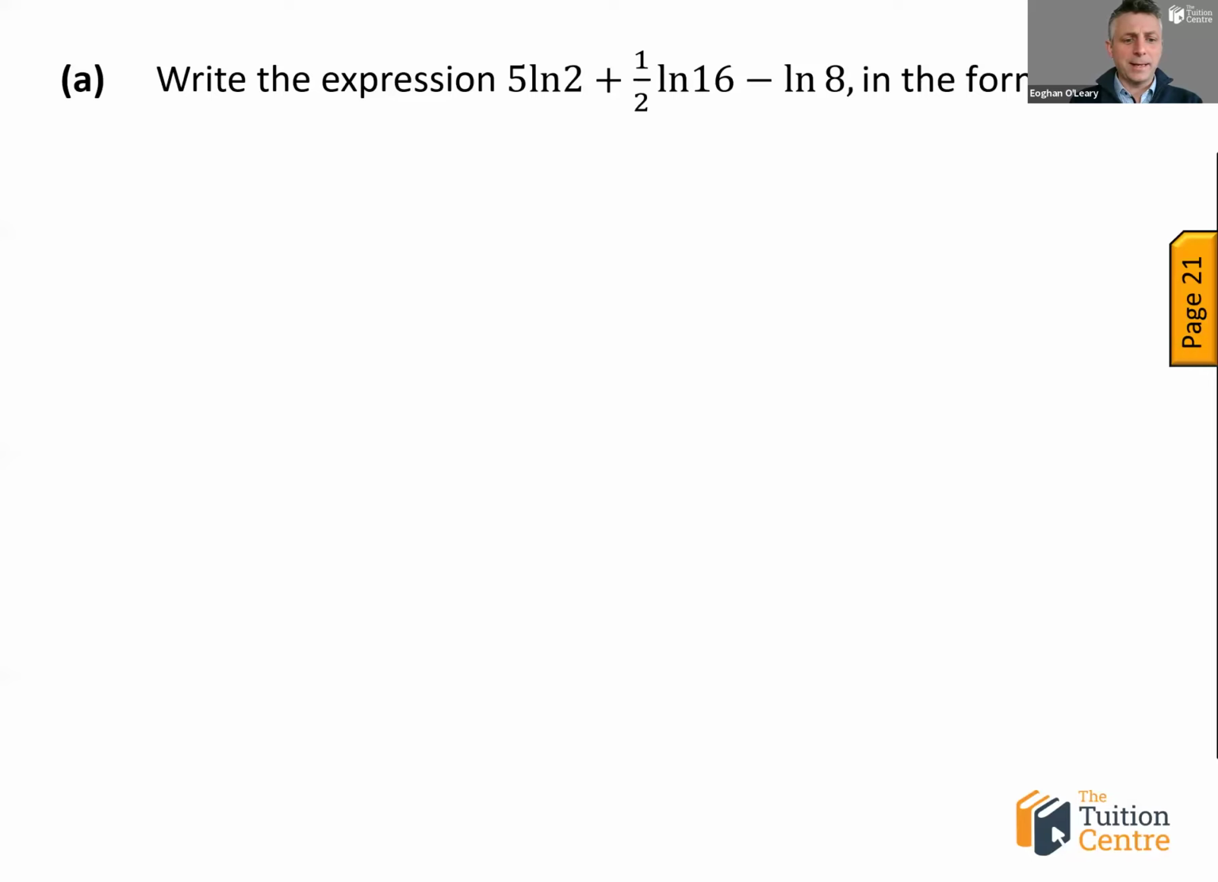So part A, write the expression 5 times the ln of 2, so log 2 to the base e, plus a half times ln of 16 minus the ln of 8 in the form ln of k. So you'd remember, of course, as I mentioned, that ln is log to the base e. So all three of these are dealing with the natural log to the base e.